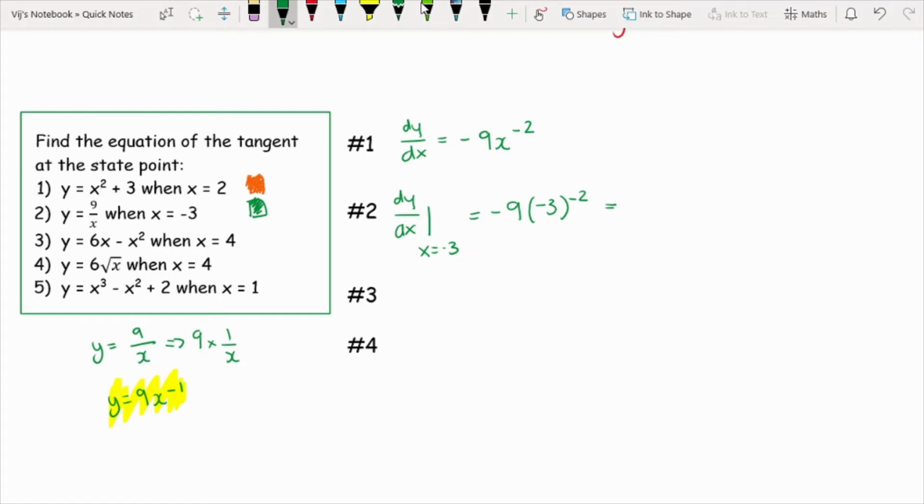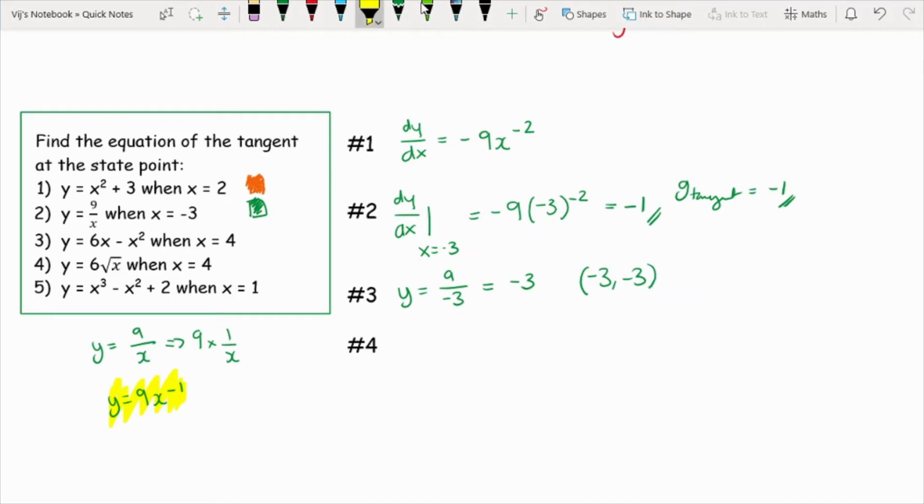And if I just quickly work that out, so I've got minus 9 times 1 over, bear with me, minus 3 to the power of minus 2, I get minus 1. So the gradient of the tangent is going to be equal to minus 1. So now what I need to do is find the respective y-ordinate. So y equals 9 over minus 3, which then, lo and behold, becomes minus 3. So the coordinate I'm working with is going to be minus 3, minus 3.